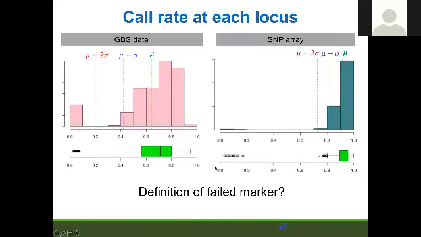Call rate is one of the most important for characterizing failed or good markers. One important aspect is to set a threshold: what's acceptable and what's not. Usually the outliers are discarded, but each platform has a different type of distribution. For example, if you have GBS data, naturally it has a higher missing rate. If you apply the same filter as for a SNP array, then you will discard a lot of your markers.